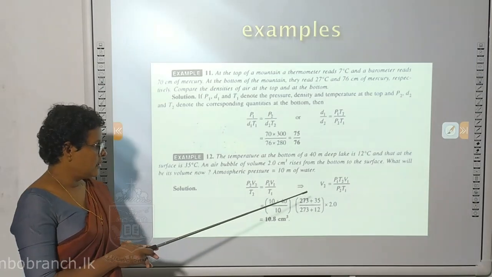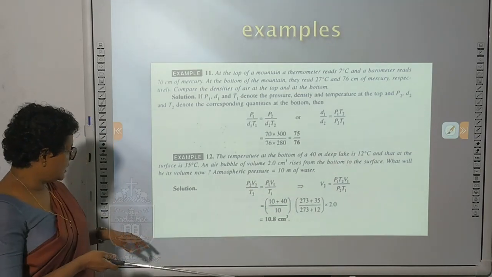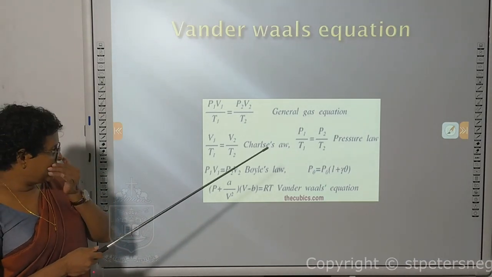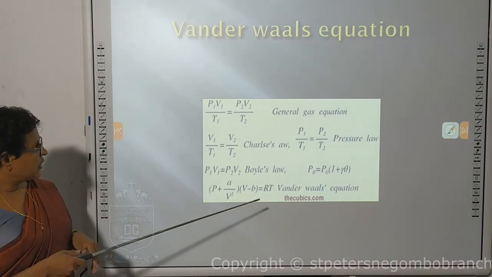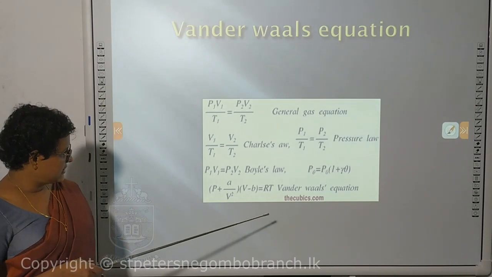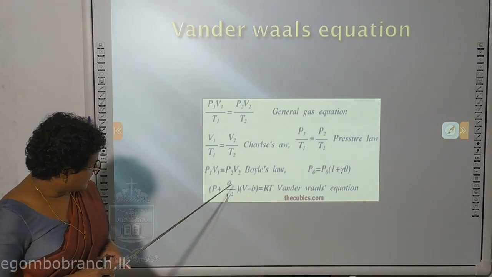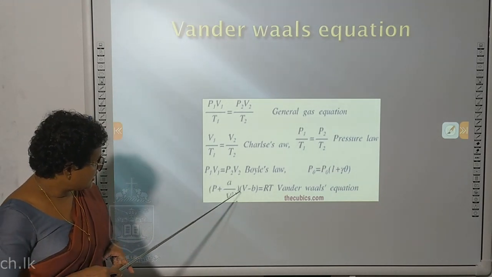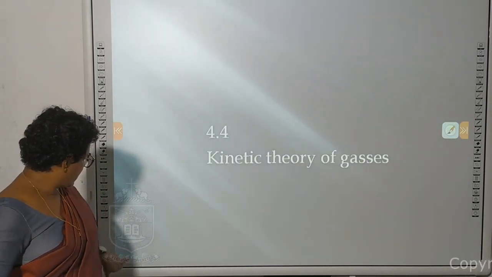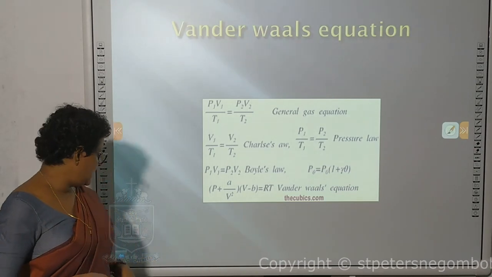But you have to convert the centigrade temperature to Kelvin temperature, right? And the Van der Waals equation, you need not know how to derive it. This is the equation, just to remember, just to know only; in your syllabus there is no need to derive this equation. P is the pressure, plus a is a constant, over V squared. V is the volume, b is a constant, and R is the universal gas constant, and T is the temperature, right?